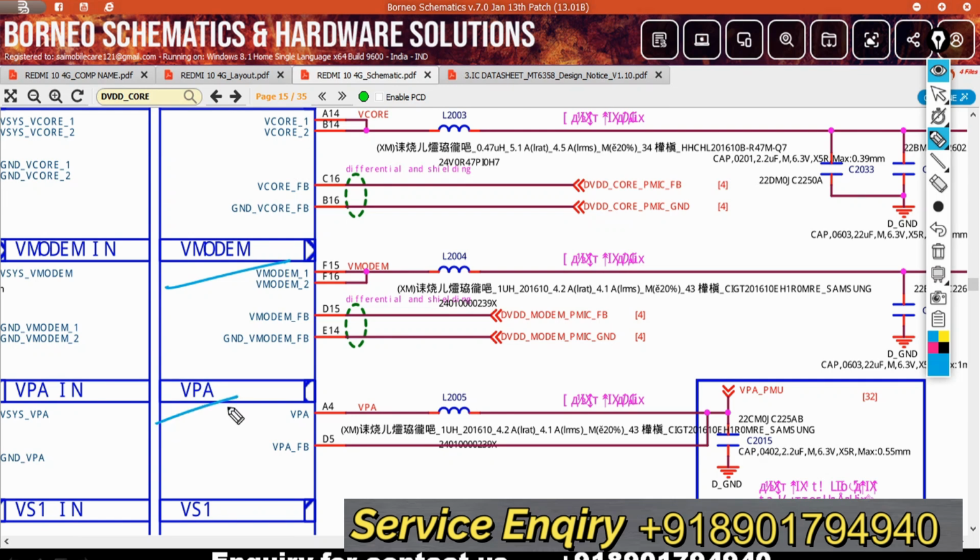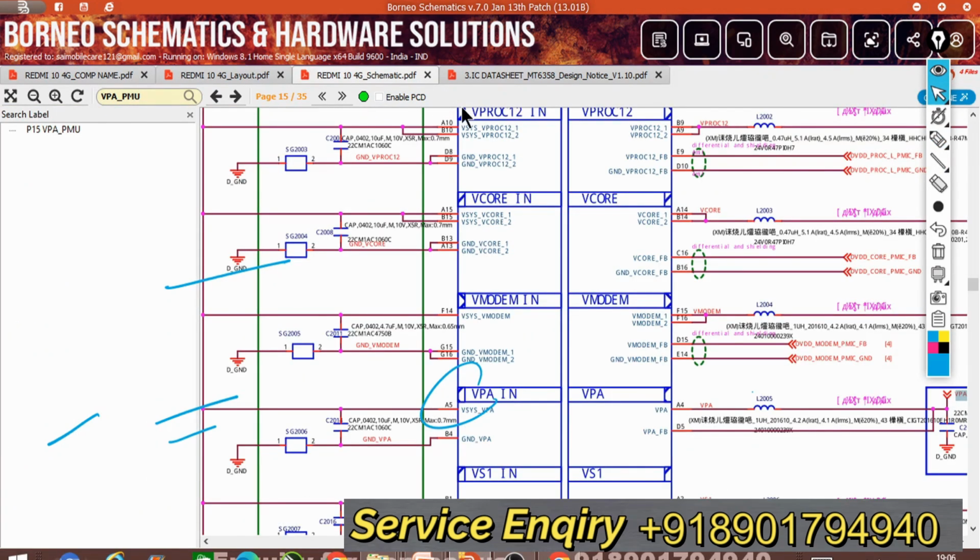Now next is called VPA. This voltage is also for the network section. How? In this line you will get a coil, similar input after step down. And when you click this line, it goes to the VPA, let me explain, voltage for power amplifier.